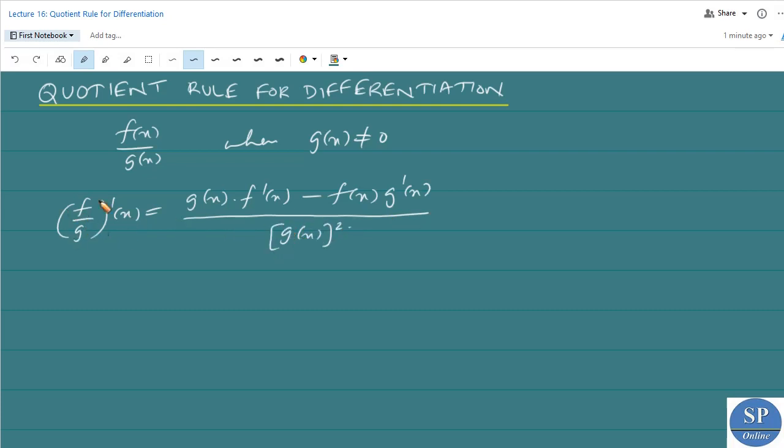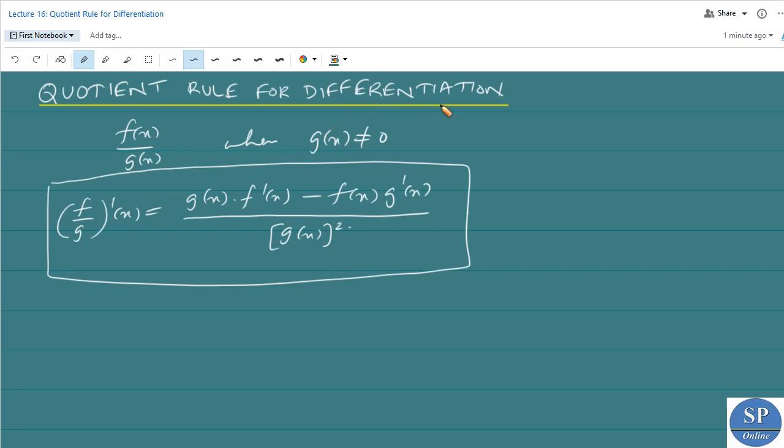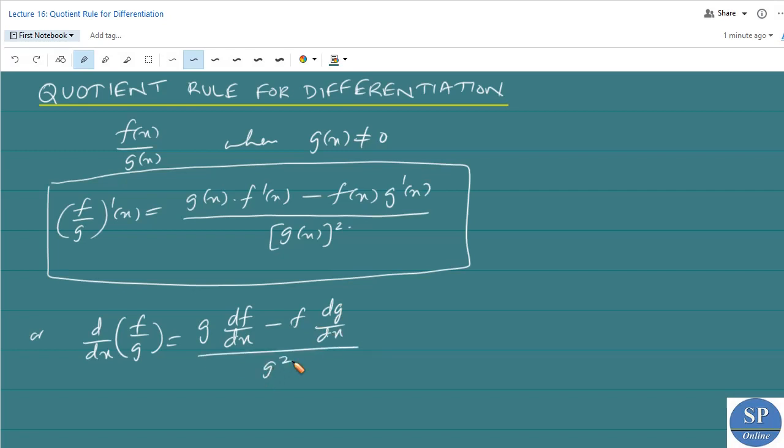So if this derivative exists, then it is given by this formula. This is the quotient rule for differentiation. In Leibniz notation it can be written as d by dx of f by g is equal to g into df by dx minus f into dg by dx, divided by g square.